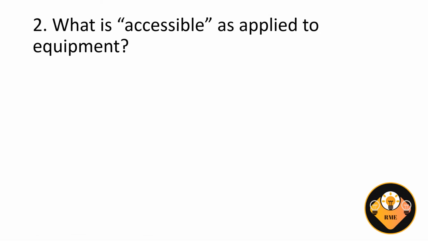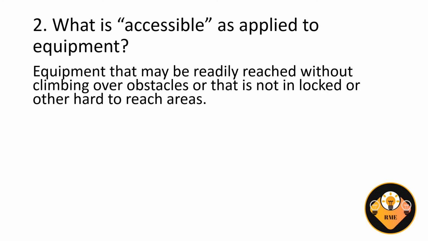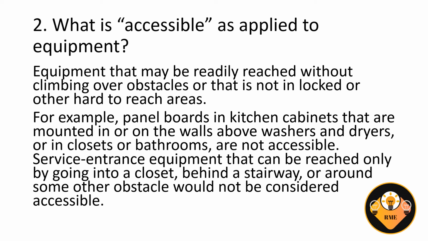Number 2. What is accessible as applied to equipment? Equipment that may be readily reached without climbing over obstacles or that is not in locked or other hard-to-reach areas. For example, panel boards in kitchen cabinets, mounted in or on the walls above washers and dryers, or in closets or bathrooms, are not accessible. Service entrance equipment that can be reached only by going into a closet, behind a stairway, or around some other obstacle would not be considered accessible.